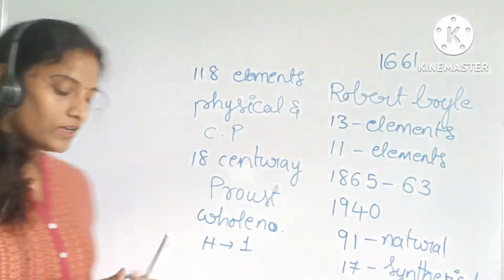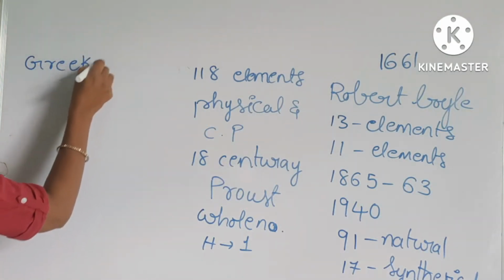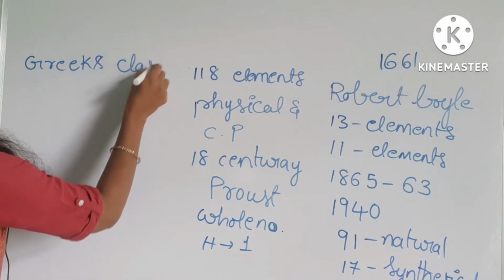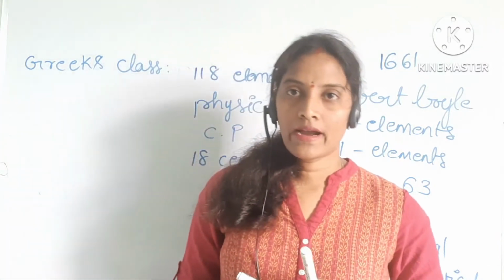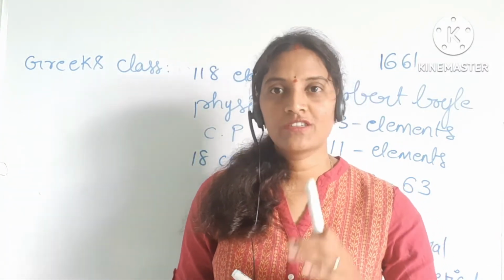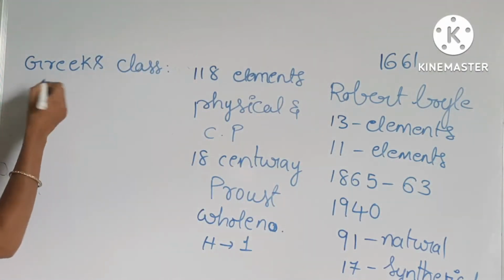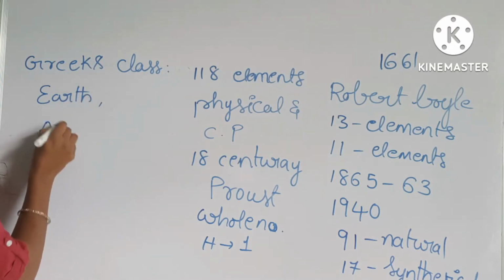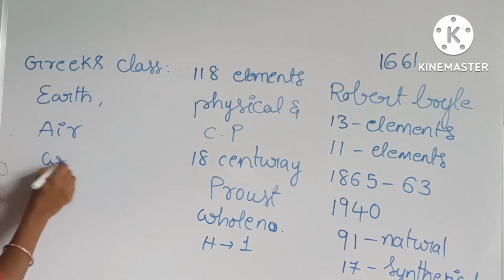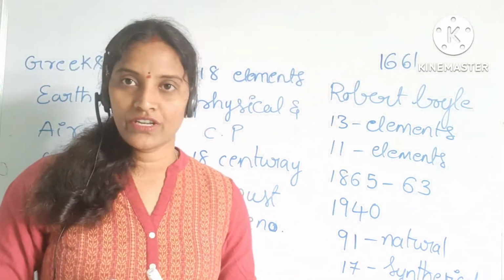In that, the first one you can see is the Greek classification. According to the Greek classification, they suggested that all matter in this universe is divided into 4 elemental states. Those are nothing but earth, air, water and fire. But this is not the right way of classification.